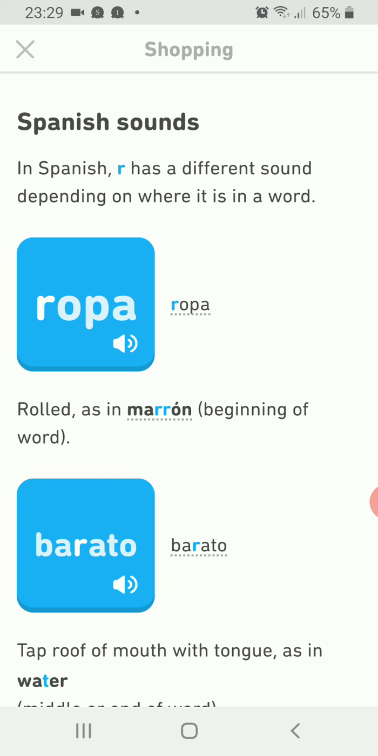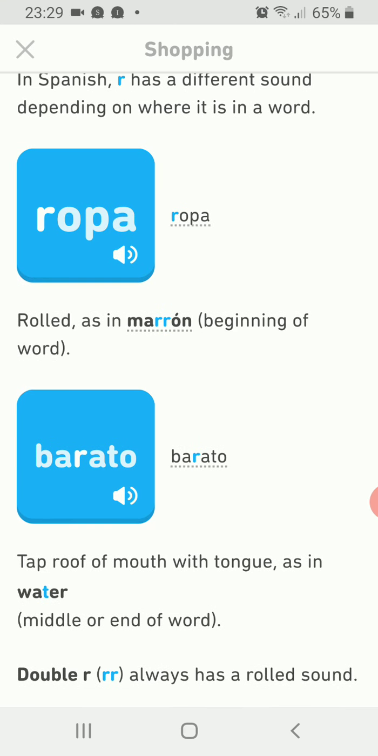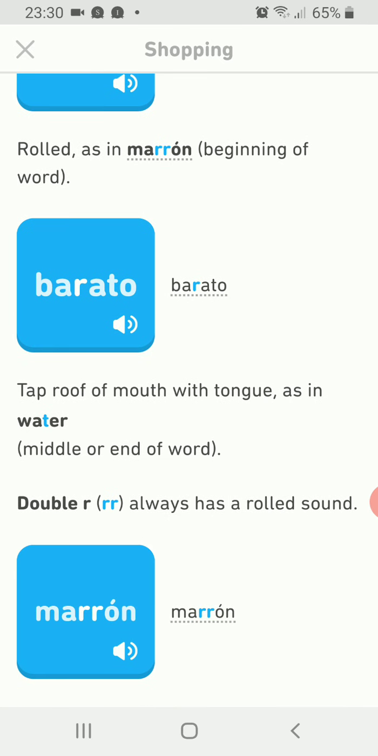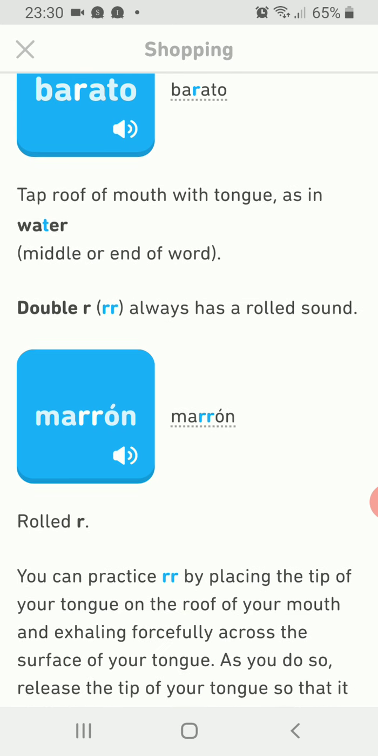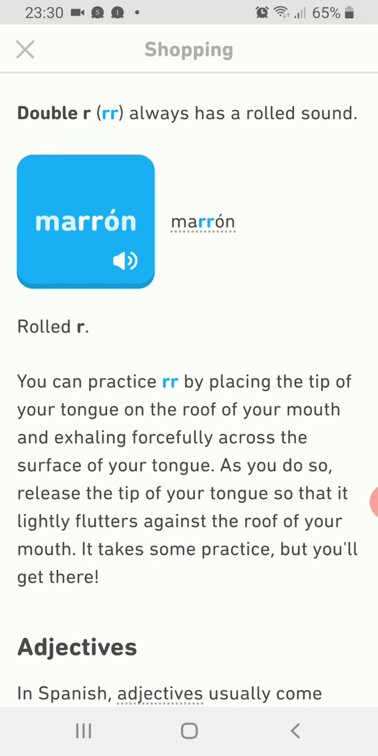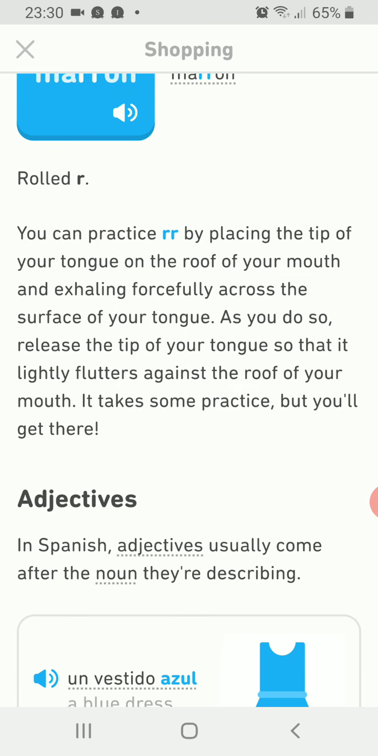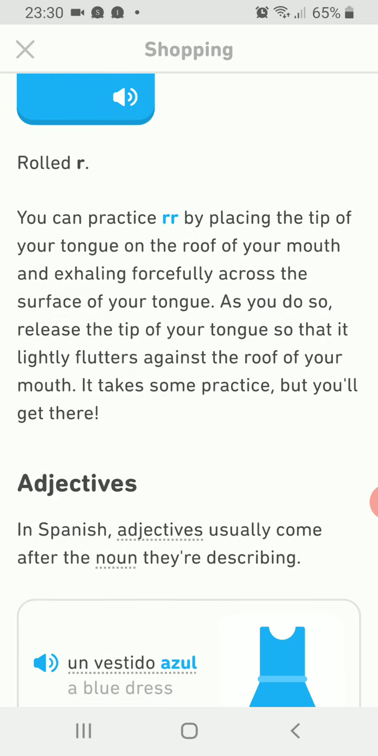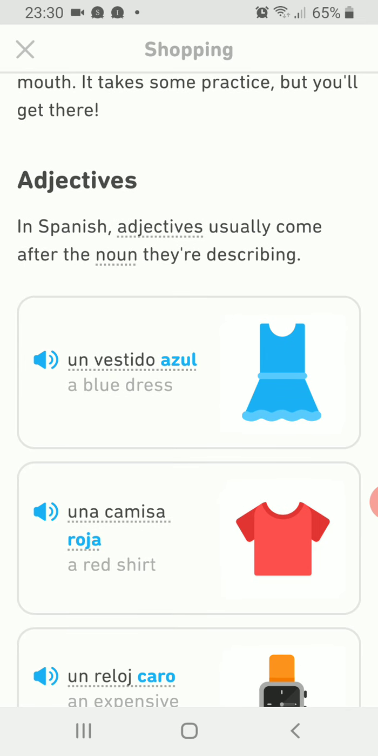Spanish has a different sound depending on where the R is in the word. Ropa is clothes, so rolled in marrón, at the beginning of words. Sometimes the R is rolled, sometimes not. Ropa is just one R, but when there are two R's, it means that you have to roll it. Marrón. Barato means cheap. So double R always has a roll sound. Marrón means brown. You can practice the rolling of your R's by placing the tip of your tongue. So here is just a description of how to form these R's.